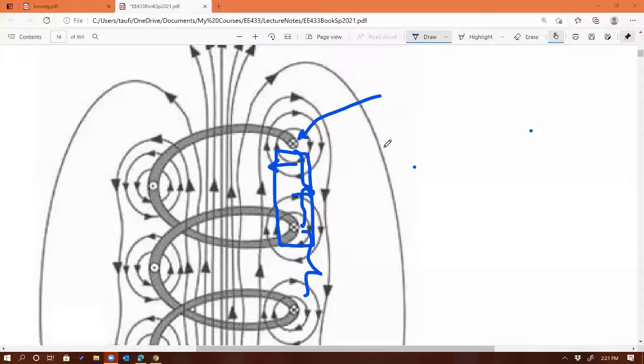Okay. Can you see it now? Yeah, I can see it. Okay, sorry about that. So let me erase that.